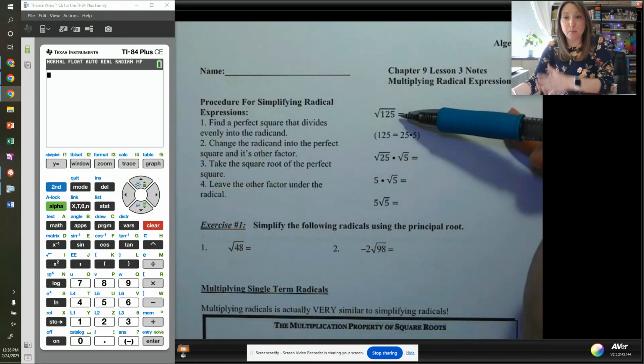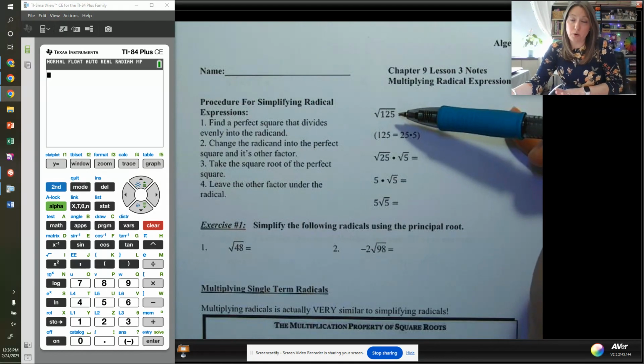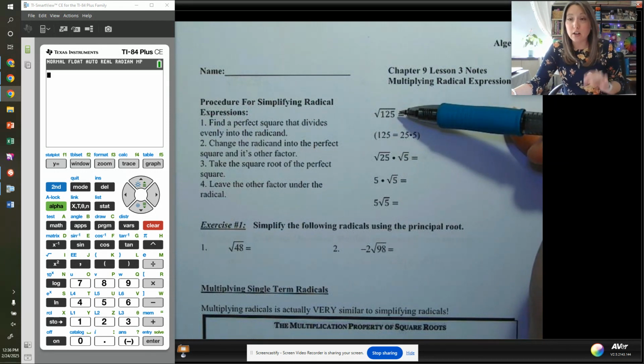If you've got a number under the radical that isn't itself a perfect square, but that is evenly divisible by a perfect square, you do have to make sure you pull out that perfect square factor and take its square root. So even though it itself isn't a perfect square, if it has a factor that is a perfect square, that factor is not allowed to stay under the radical. You have to take its square root.